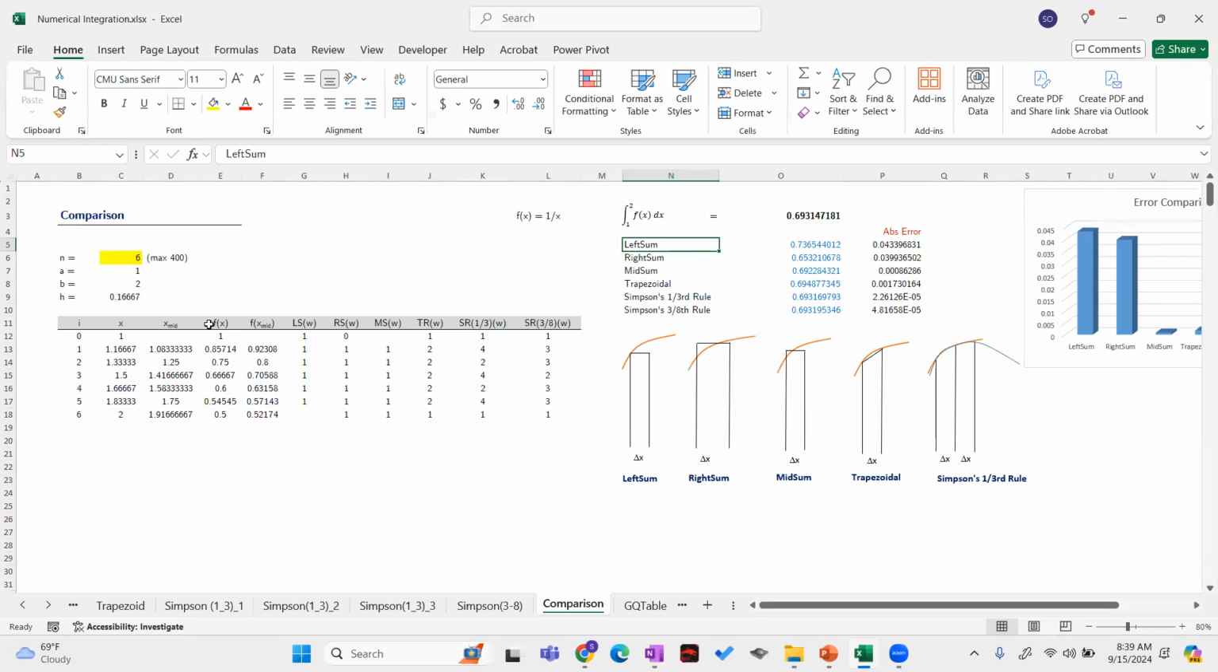So here I've done a comparison. I've taken 6 steps. You know why I have taken 6 steps? To compare among all the algorithms: left sum, right sum, midpoint sum, trapezoidal rule, Simpson's 1/3, Simpson's 3/8. Why have I taken 6 steps? Who can tell me?